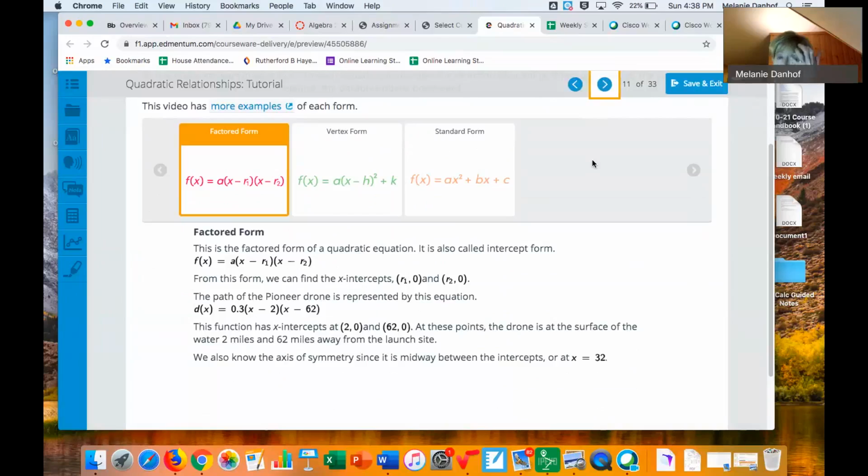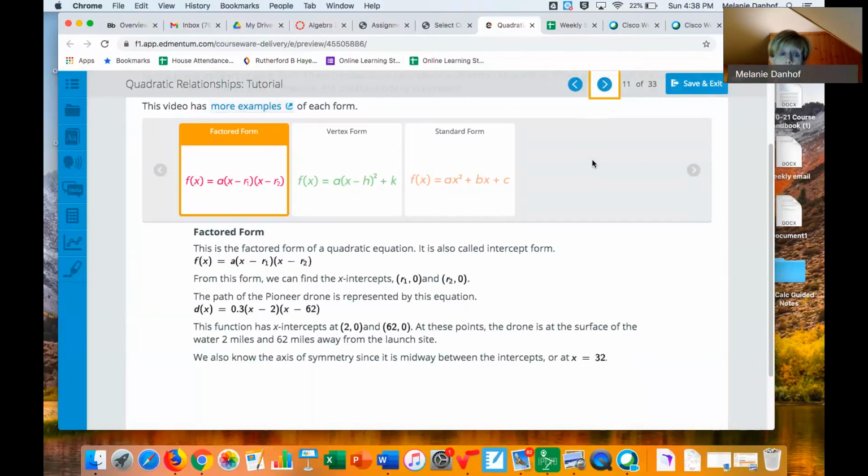If a is a positive value, then the graph opens up. If a is a negative value, then the graph opens downward. So it's a right side up U if a is positive, and it's an upside down U if a is negative. And then what happens is we can figure out where the graph crosses the x-axis by setting x minus r1 equal to 0 and solve. And we can take x minus r2 and set it equal to 0, and we can solve.